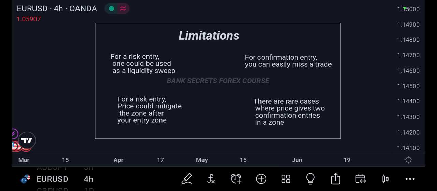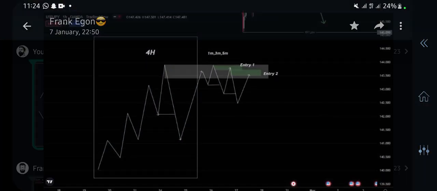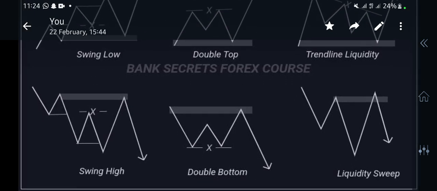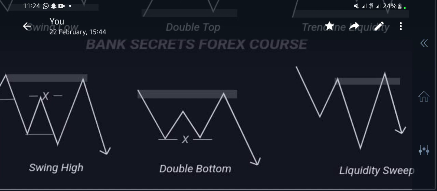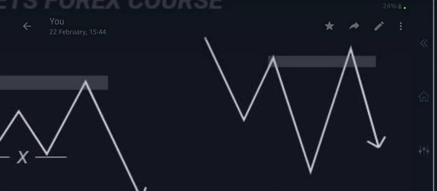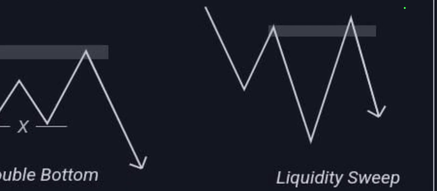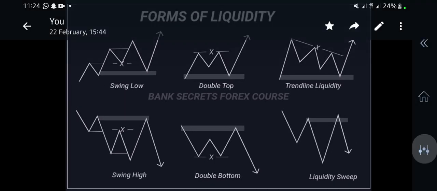I said for risk entry, one could be used as liquidity sweep. Now, if you remember the video on liquidity, I said that we have liquidity sweep right here, where someone will take entry from this zone. There was a zone I marked out here for the liquidity sweep. So someone wants to enter from there and the person will get trapped. Price just snipes his SL, his stop loss, and goes in his direction.